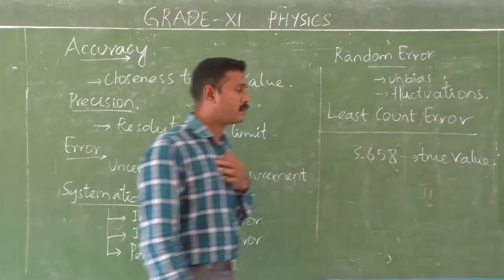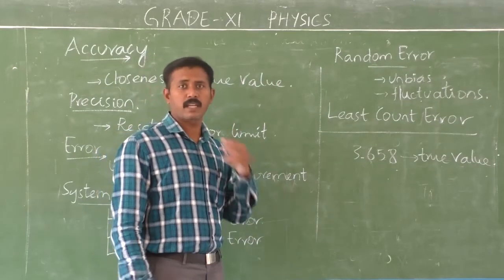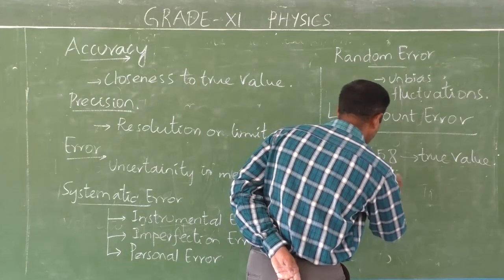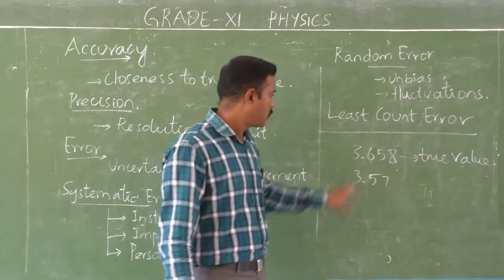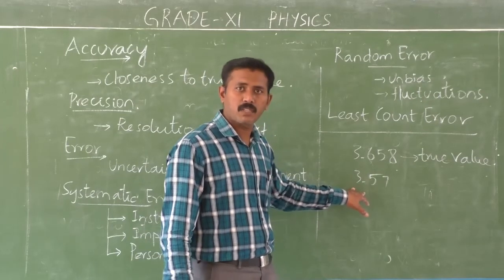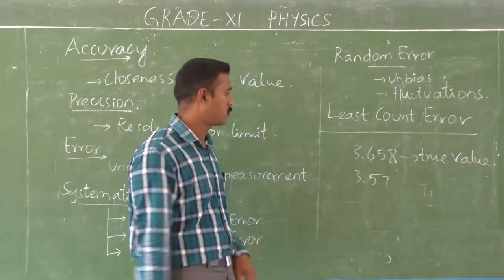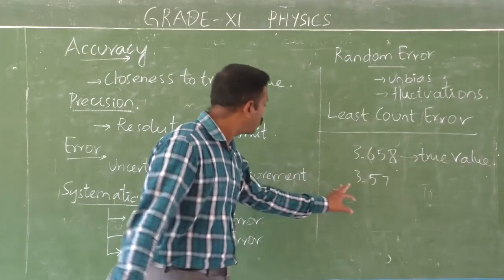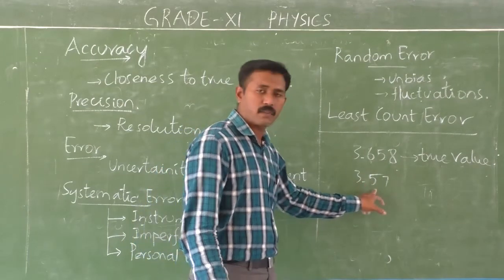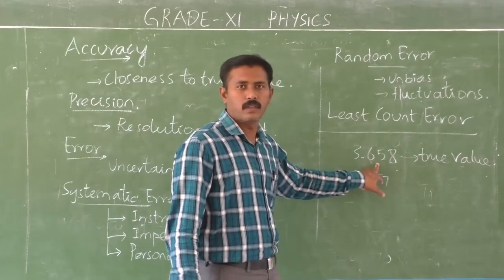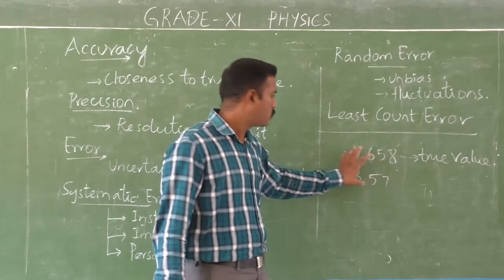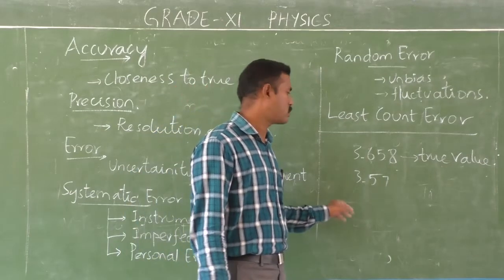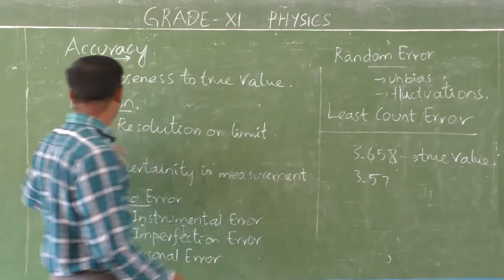I am measuring the same physical quantity here with an instrument. If it shows 3.57, this is the value measured by some other instrument. When you compare these two values, the measured value is 3.57. This is very close to the true value. So this instrument is accurate. And next one is precision.